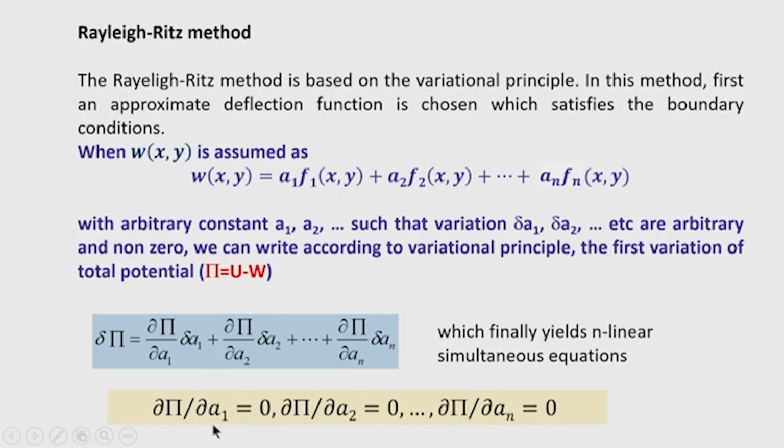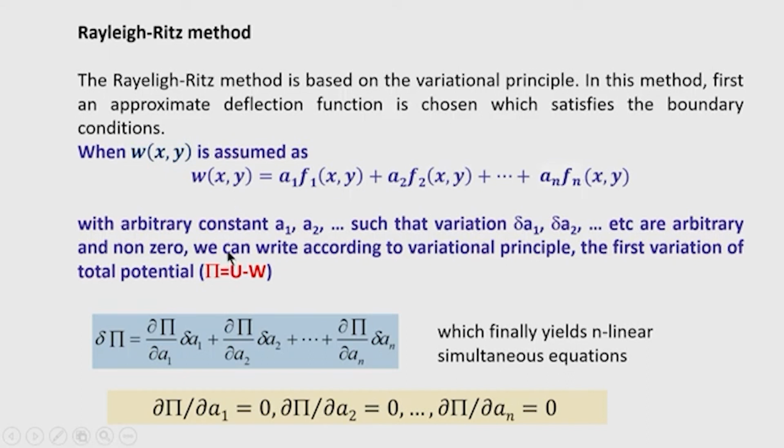So, here you can see we are getting n number of simultaneous equations, but I have mentioned it as a linear equation. How does it become linear? You can see that the energy expression used for finding the total potential contains the deflection and the square of the deflection. Actually, energy is a positive quantity, so it contains the square of the deflection.